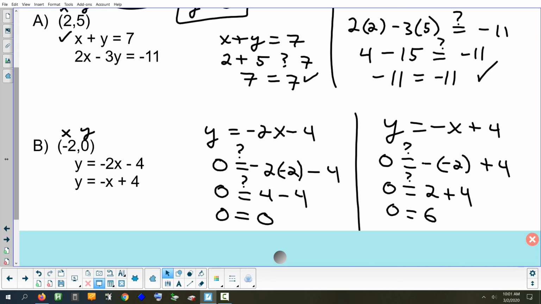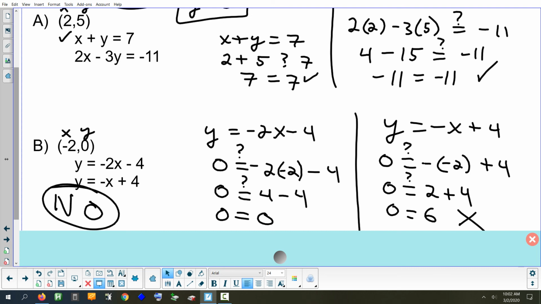Did that coordinate work in the bottom equation? No. That is not true. 0 does not equal 6. You have to get the same number. Okay? So what that means is whoever solved this, they found a coordinate that worked in the first one, but not the second. So the answer here is no. That is not the right answer to the problem.